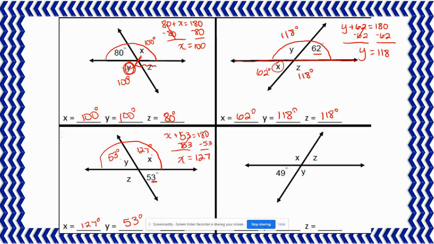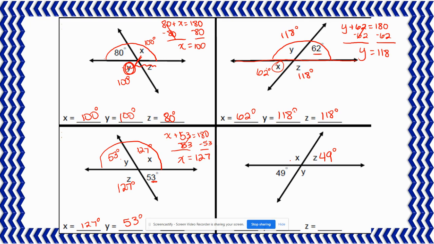Because X is 127 and it's opposite of Z, or vertical to Z, that means they are congruent, so Z also equals 127 degrees. And for our last one, 49 degrees is vertical to Z, so Z is 49 degrees.